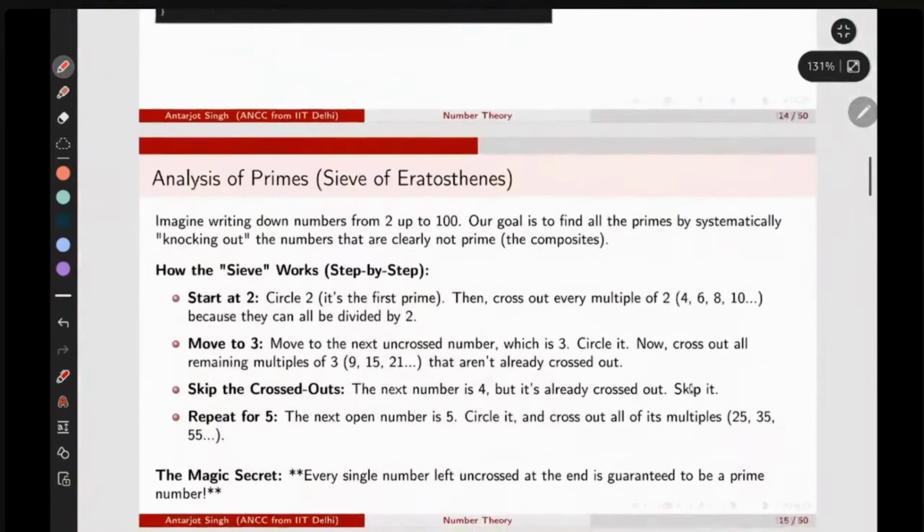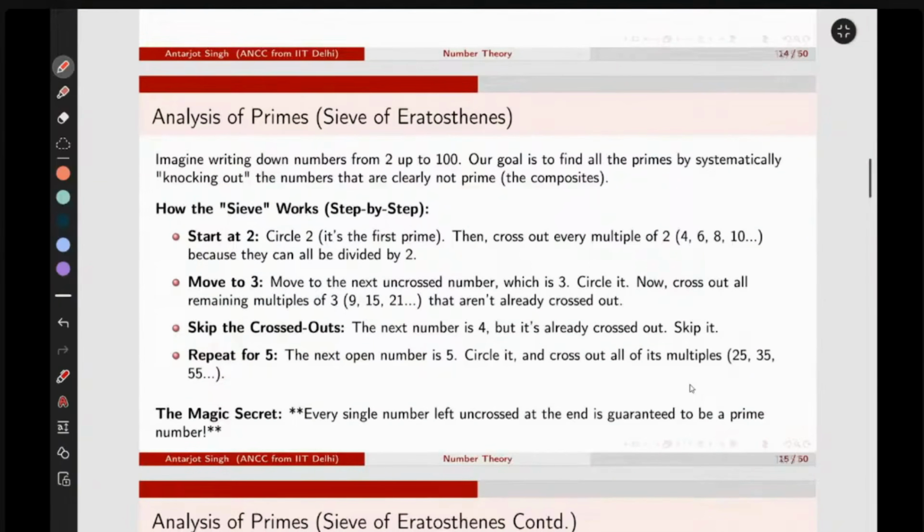Now we are going to cover the sieve of Eratosthenes. My pronunciation of that word is bad, so I always say sieve. I know there are other algorithms like the sieve of Atkin and others, but we mostly use the sieve of Eratosthenes, so I just say sieve.